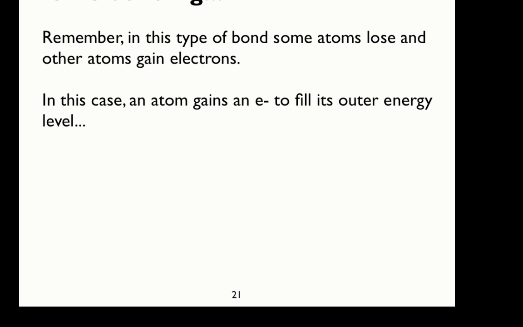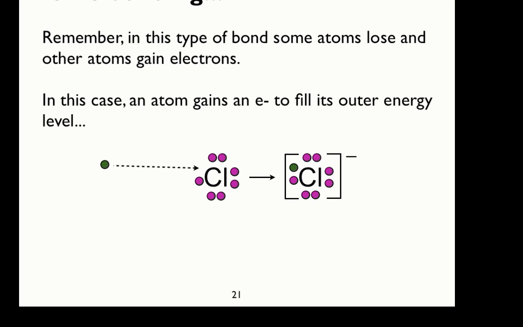Ionic bonding. Remember, in this type of bond, some atoms lose and other atoms gain electrons. In this case, an atom gains an electron to fill its outer energy level. So let's take a look at chlorine again, which we've seen before. Right, so we have our original chlorine, with its 7 valence electrons. This green electron comes in from someplace, adds itself to the chlorine's outer energy level in the s and p orbitals, and the chlorine has a filled outer energy level, and it is happy.